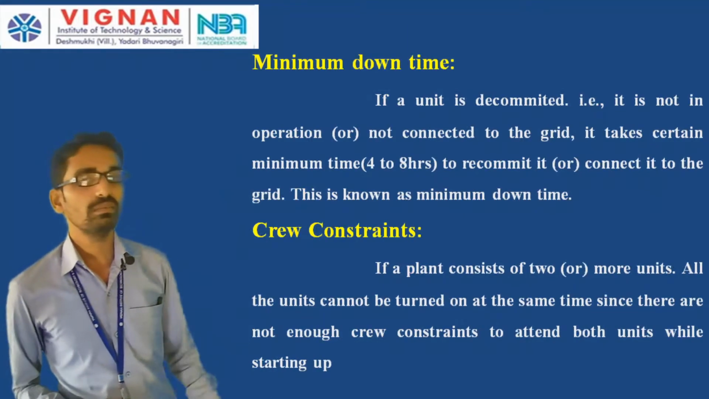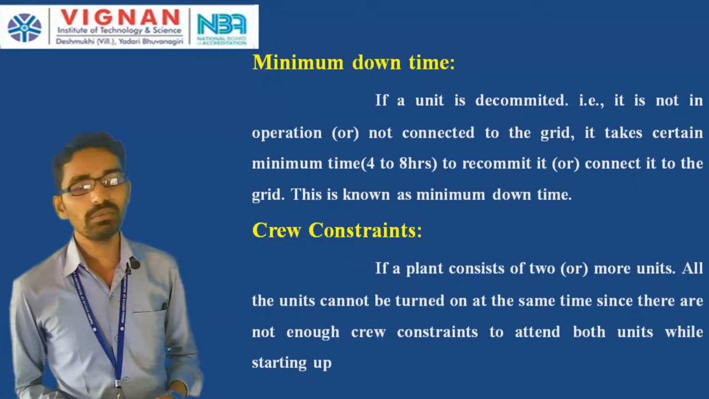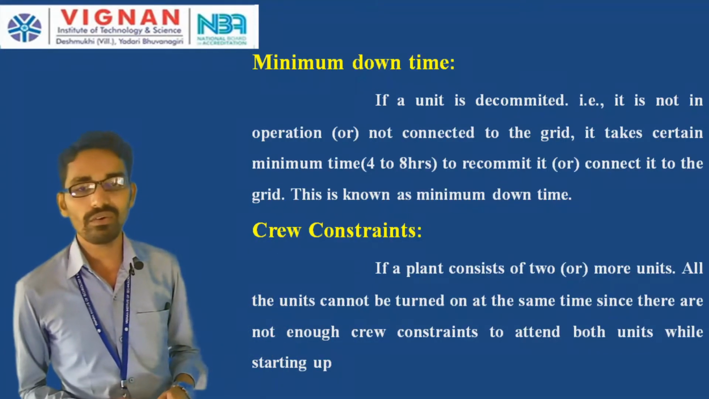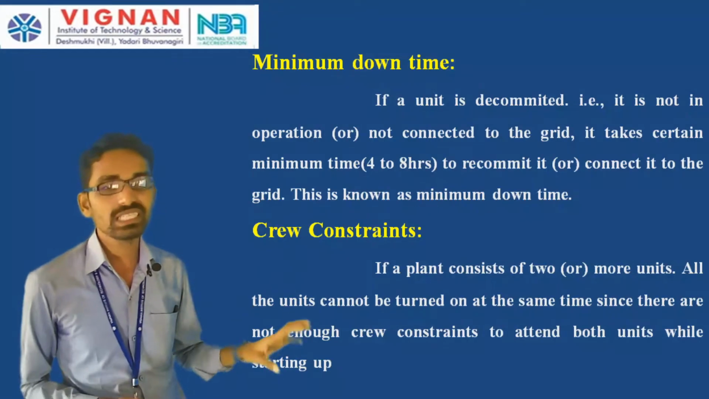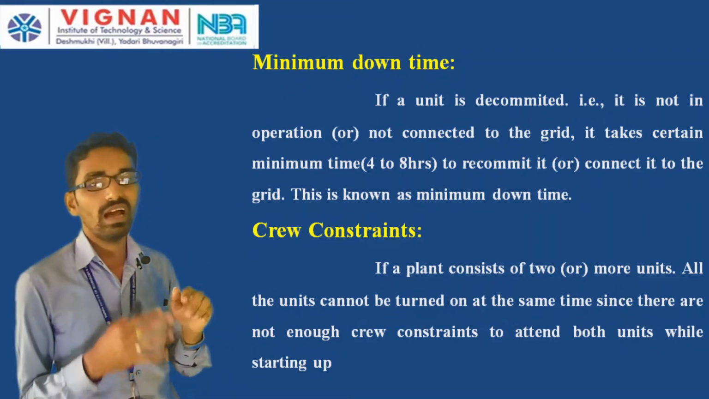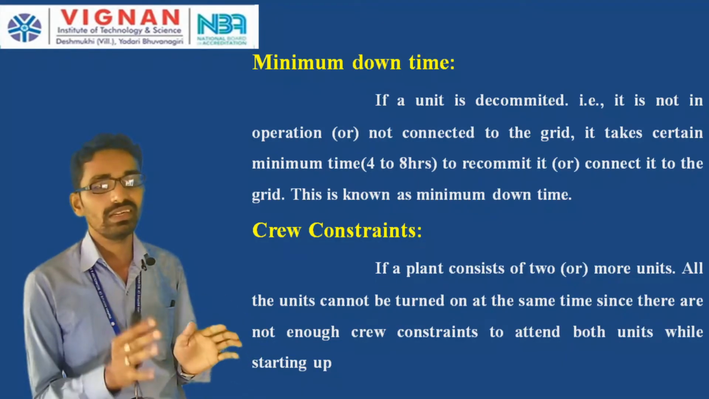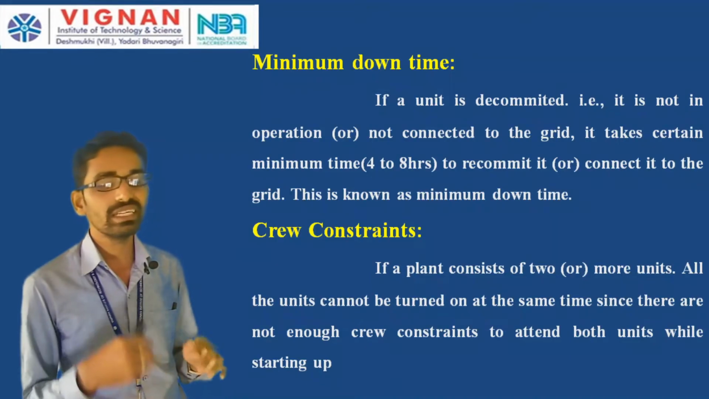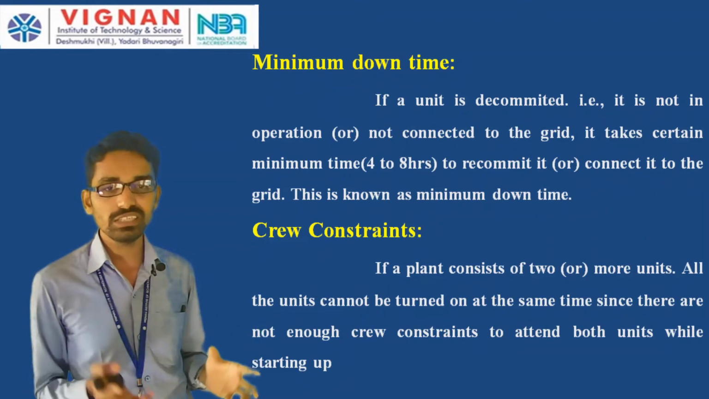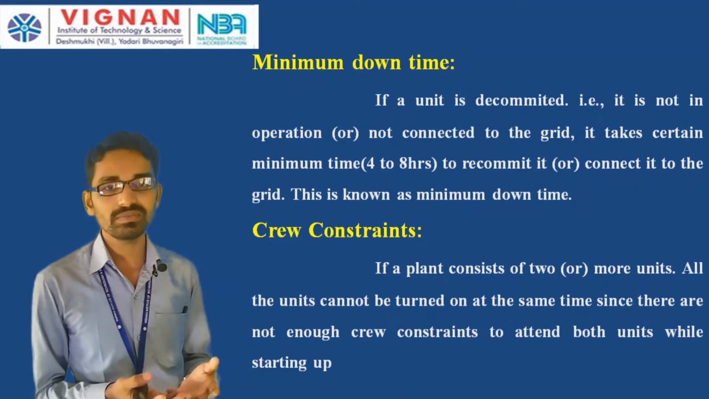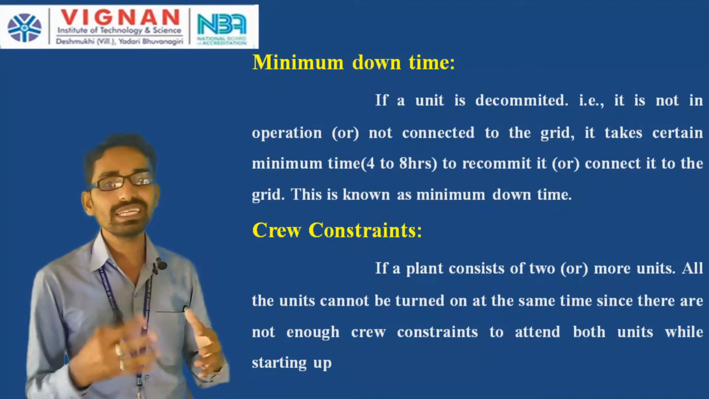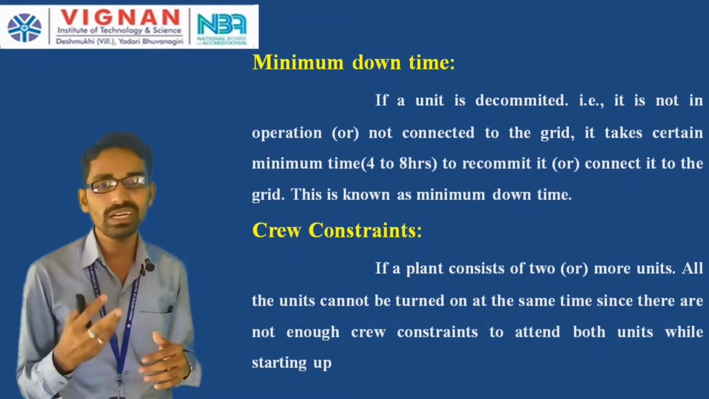And here there is a minimum downtime. What is actually the minimum downtime? If a unit is decommitted, that is, it is not in operation or not connected to the grid, it takes a certain amount of time, 4 to 8 hours, to recommit it. That means it is already disconnected, and if I want to connect it again, it will take some amount of time, because the coal has to be burned and converted into temperature, and that has to be converted into steam by using the water.